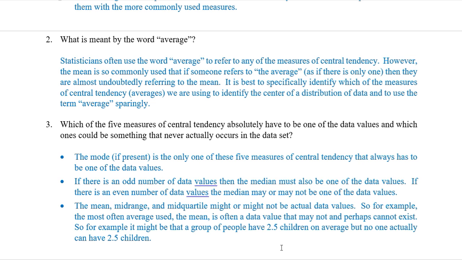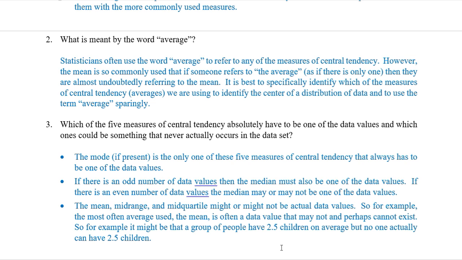So if there's an odd number of data values, then the median will be one of the data values. But if there's an even number, then you average the two in the middle, which might be between two data values and not be one of your data values. Of course, if those two happen to be the same thing, then their average is the same number, and of course that is a data value.